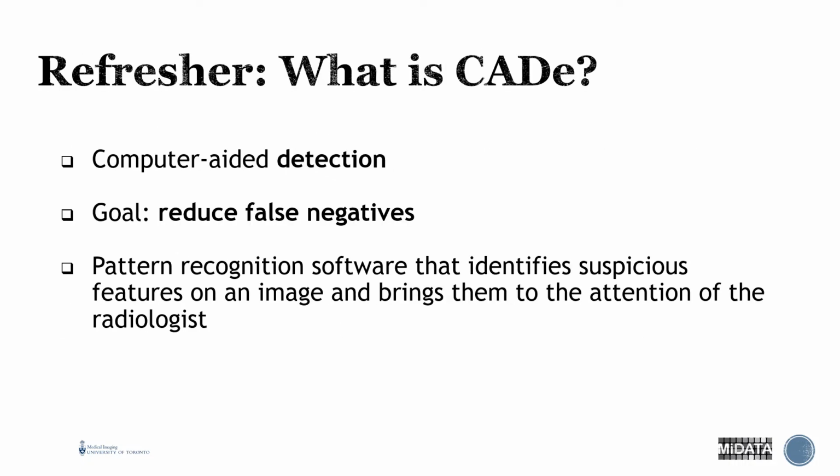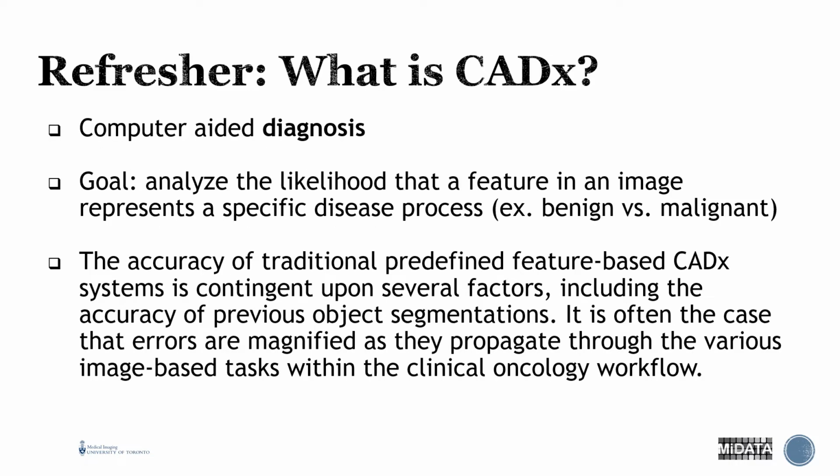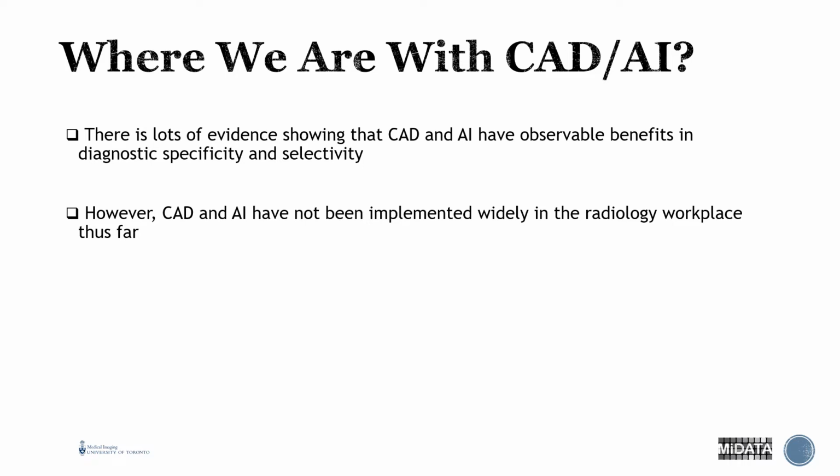Okay, let's have a quick refresher, because we discussed this in the third lecture. What is CAD-E? That's computer-aided detection. And the goal here is to reduce false negatives. And what is CAD-X? That is computer-aided diagnosis. And the goal here is to analyze the likelihood that a feature in an image represents a specific disease process. So where are we with all of this CAD and AI/ML solutions?